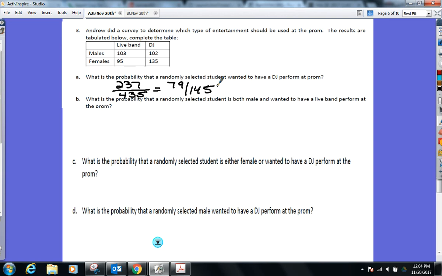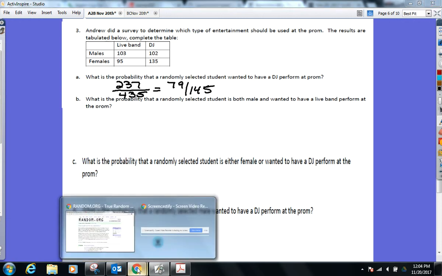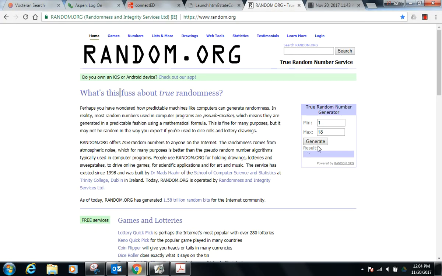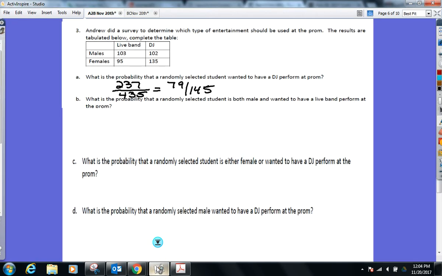Both male and wanted to have a live band at prom. So both have to happen here. Here you go. How many are male and want a band? 103 right here. Out of how many people here? 435. And I do not believe that breaks down at all. No.